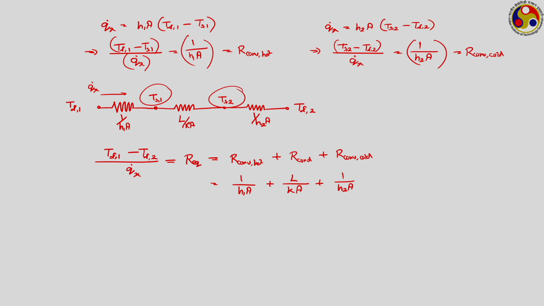Now, once we know the value of q dot x, if we want to calculate the value of Ts1, how can we do this? So, just consider the first convection part.